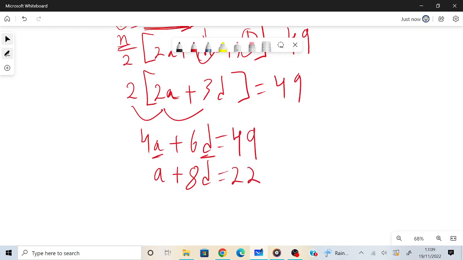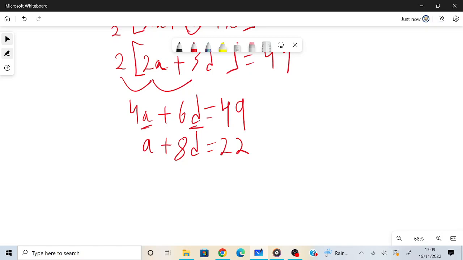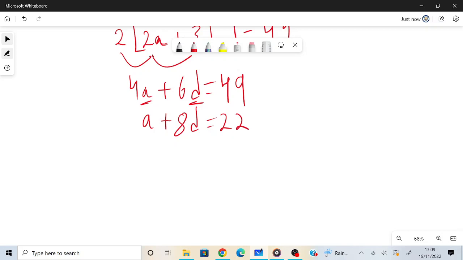And what this looks like is a simultaneous equation. So all we have to do now is solve these two simultaneously. If you're not comfortable solving simultaneous equations, then you can also watch my previous video on solving simultaneous equations using both substitution and elimination method. In this case, we will use elimination method. So let's times the second equation by 4, because we want to eliminate the a with the coefficient of 4.